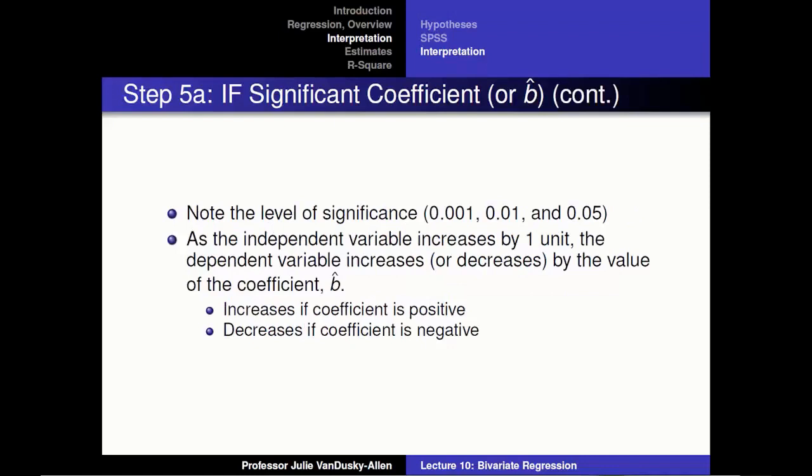You also note the level of significance: 0.001, 0.01, or 0.05. Next, you write, as the independent variable increases by 1 unit, the dependent variable increases or decreases by the value of the coefficient b hat. The dependent variable increases if the coefficient is positive and decreases if the coefficient is negative.